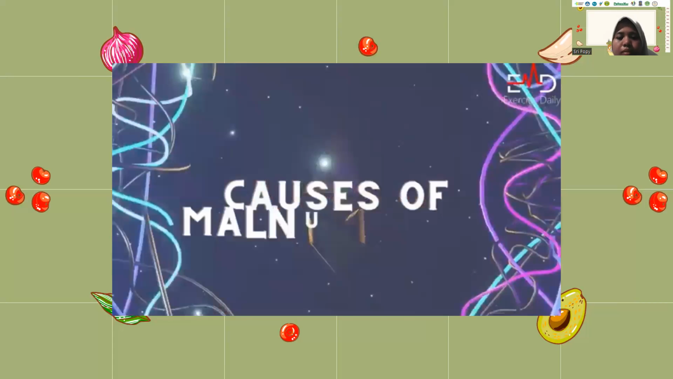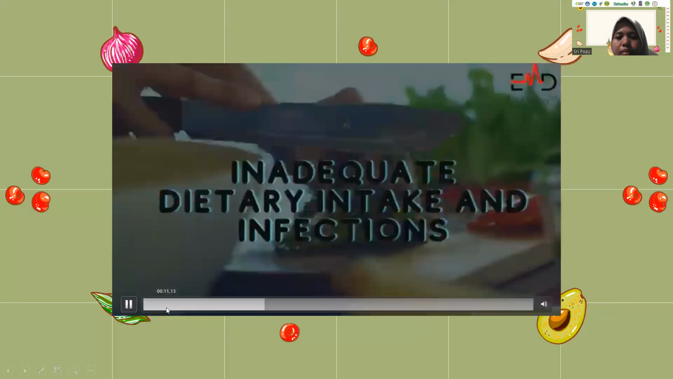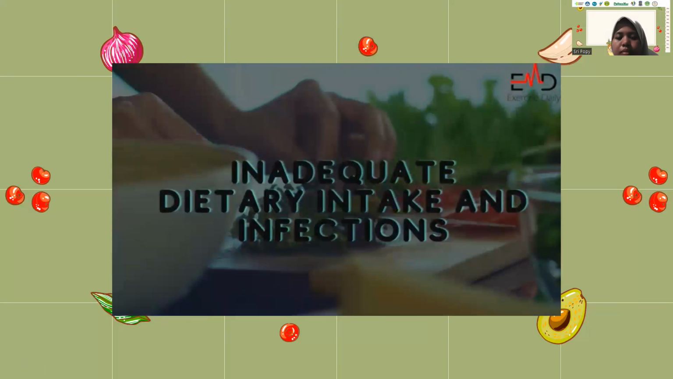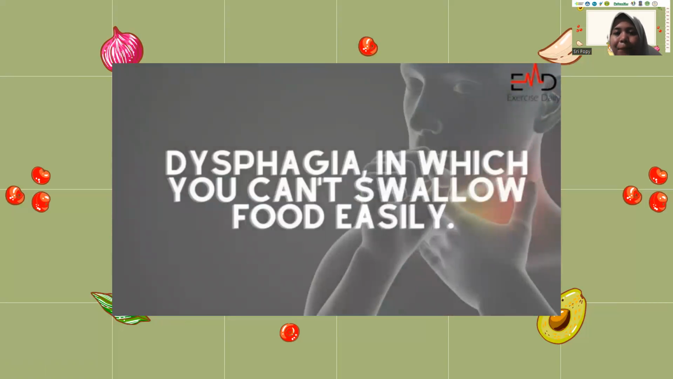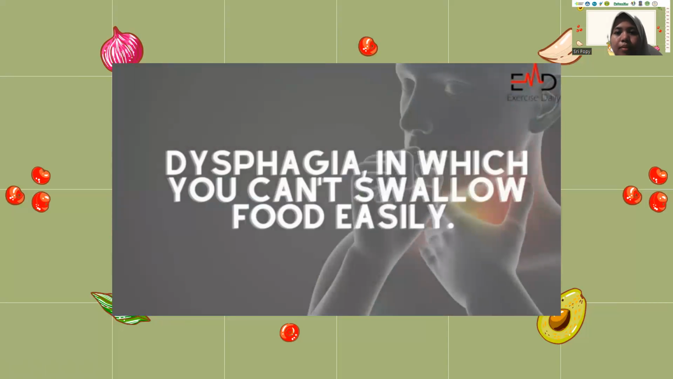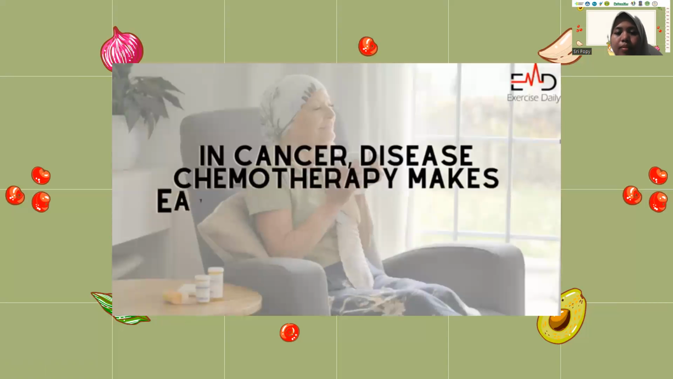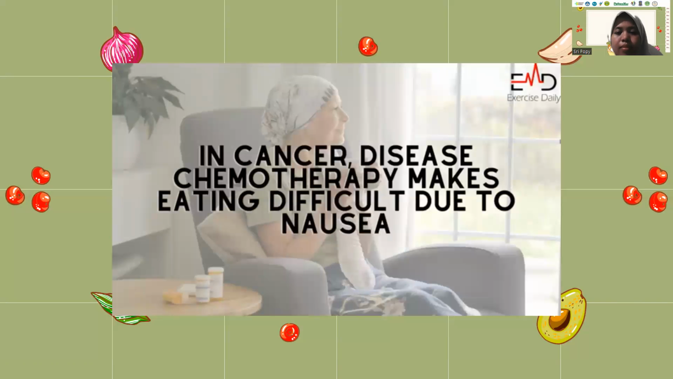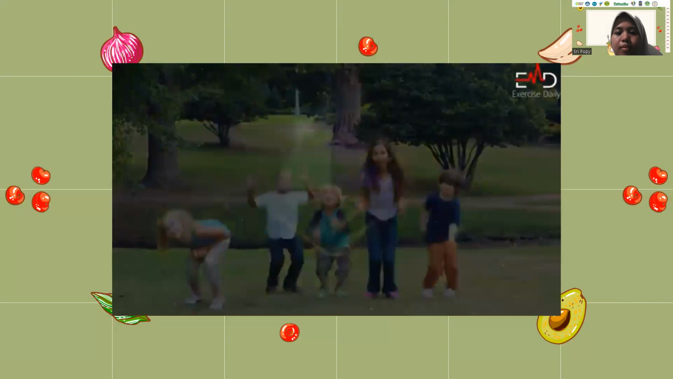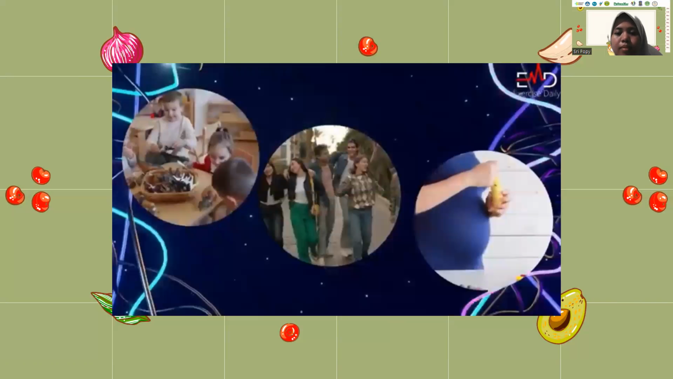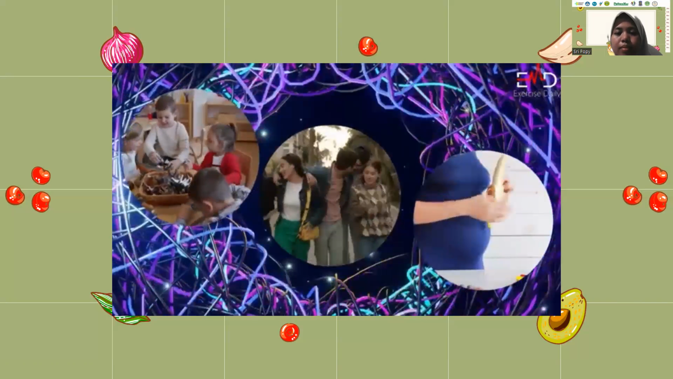Now let's find out what are the causes of malnutrition. Inadequate dietary intake and infections are immediate causes of malnutrition. Dysphagia, in which you can't swallow food easily, can lead to malnutrition. In cancer, chemotherapy makes eating difficult due to nausea. Vulnerable groups for undernutrition: preschool children, teenage boys and girls, pregnant and lactating women.